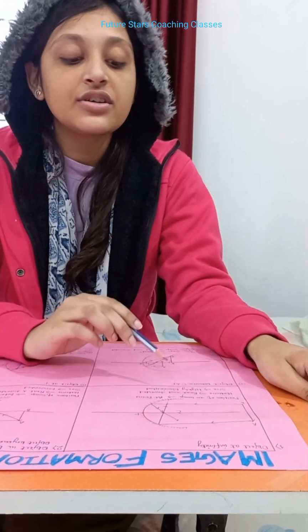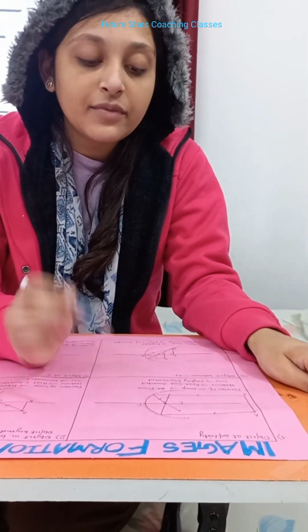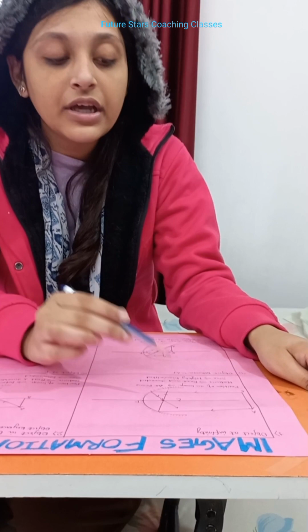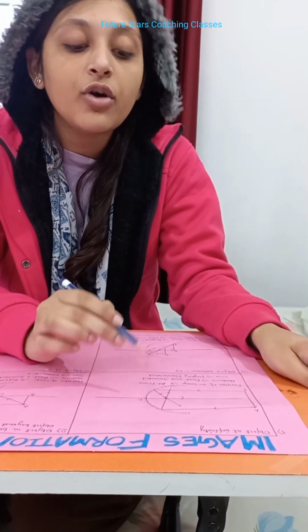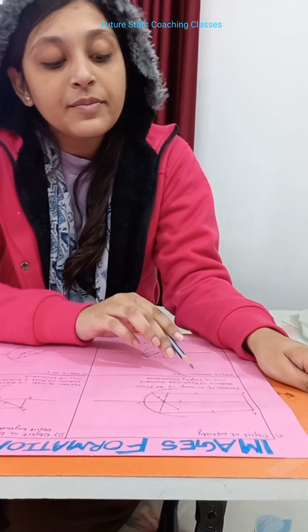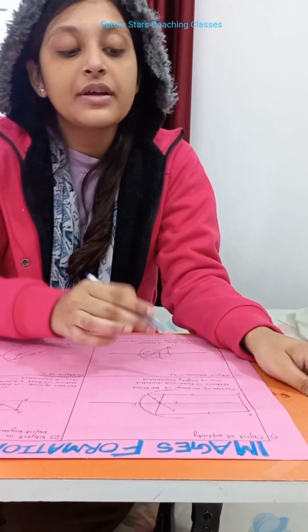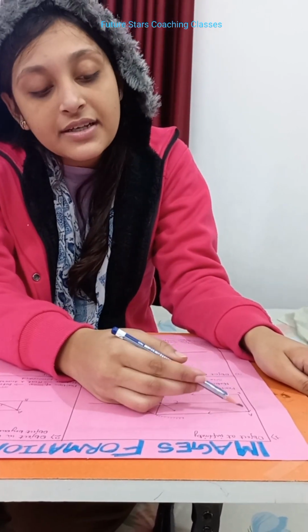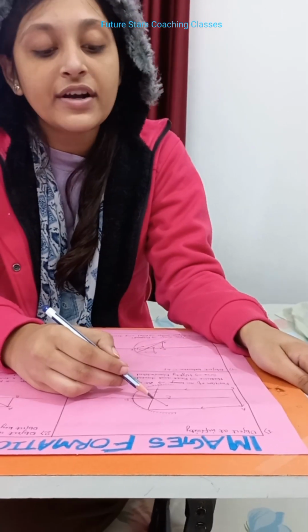Now about the nature. The nature is real and inverted, because we already know that if the image is forming in front of the mirror, it is real and inverted. The size is highly diminished. Obviously, because the object is at infinity, the image is very small, a point-size image. Very good. So it is highly diminished.